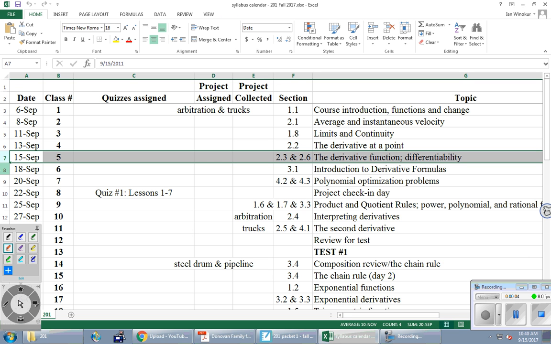Today, happy Friday, our fifth class. We're going to talk about the derivative function. We saw that word for the first time last class. Just while we've got our calendar up here, looking ahead, on Monday we're doing introduction to derivative formulas, and then Tuesday is polynomial optimization problems. We'll talk about that. But I want to point out that I said Tuesday, I think I meant Wednesday.